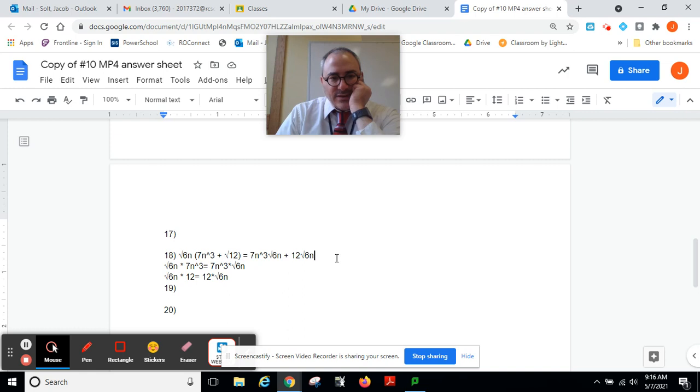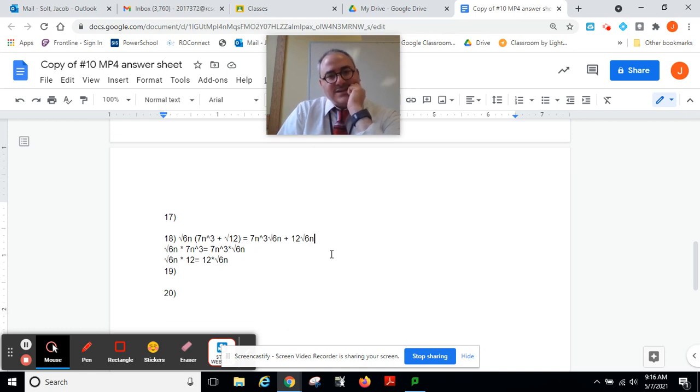Trying to think if I can do anything else here. I think we're done there. Trying to think if there's any way I can combine these. I don't see anything I can simplify. I think that's it. That wasn't that hard. I feel like I'm missing something. Maybe I need to think about it some more. I'm going to move on to the next one.